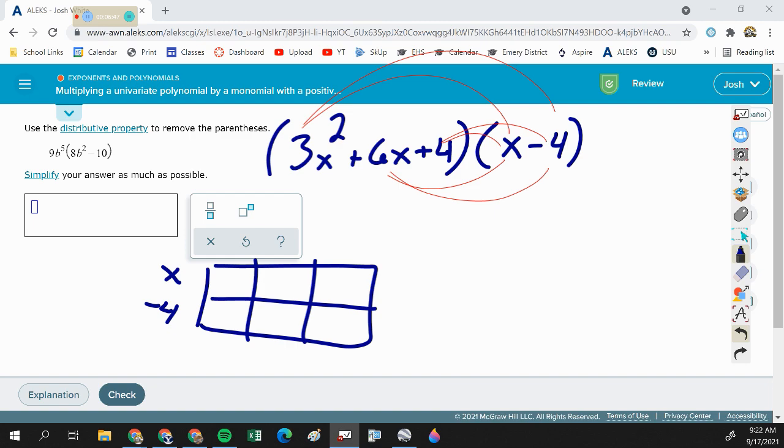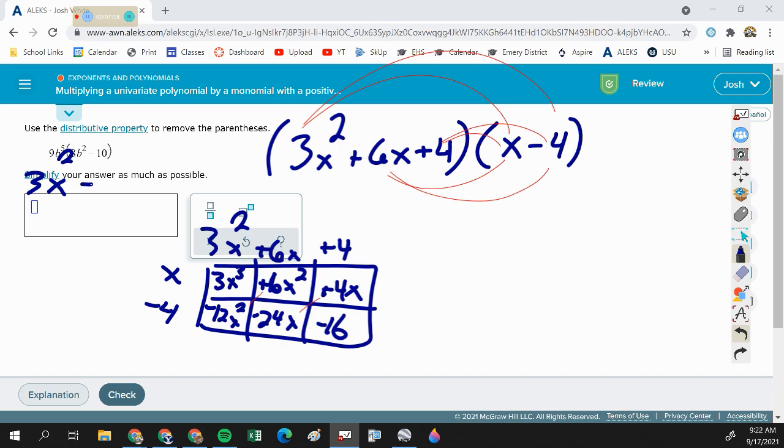So x minus 4, 3x squared plus 6x plus 4. So this would be 3x to the third, 6x squared, and 4x. And then negative 12x squared minus 24x minus 16. And then you'll notice those go together. 3x to the third, sorry, minus 6x squared minus 20x minus 16.